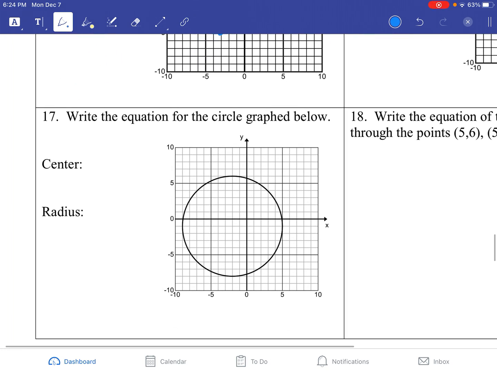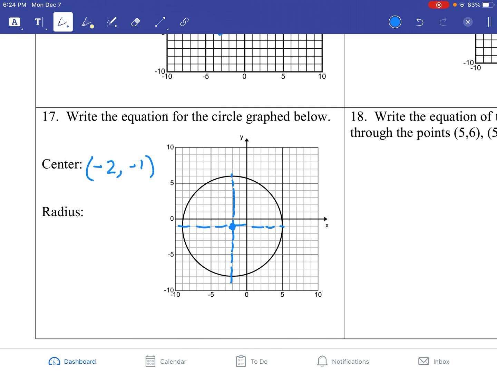Now we're going to try and find the equation of the circle. Again, you're going to find the middle. So it looks like the middle is here. And then here. Looks like this point is the middle. So that point is at negative 2, negative 1.